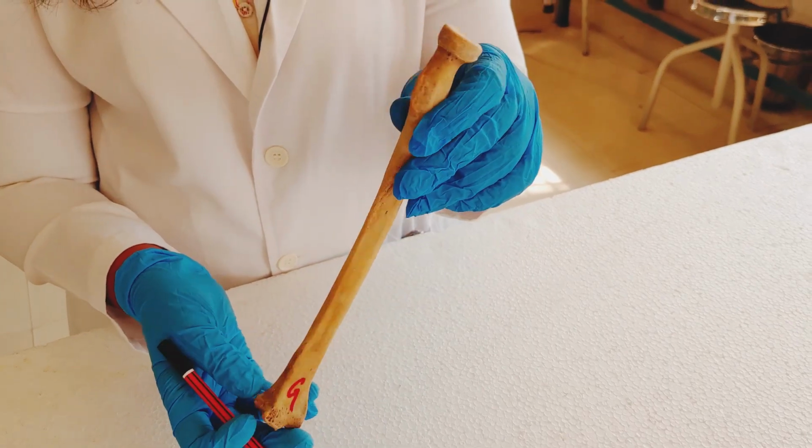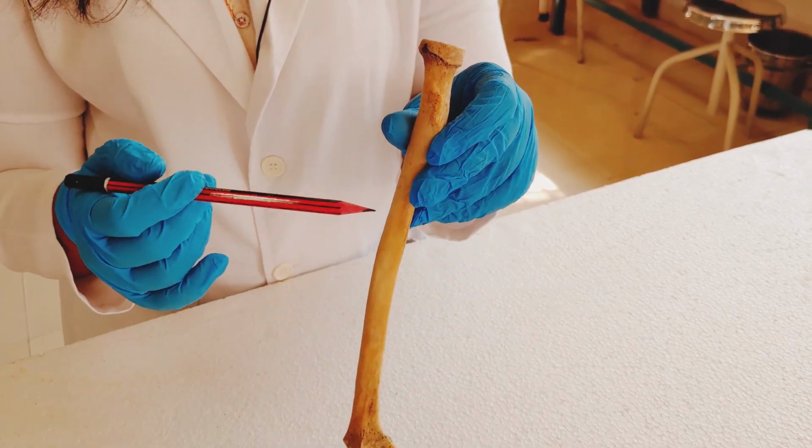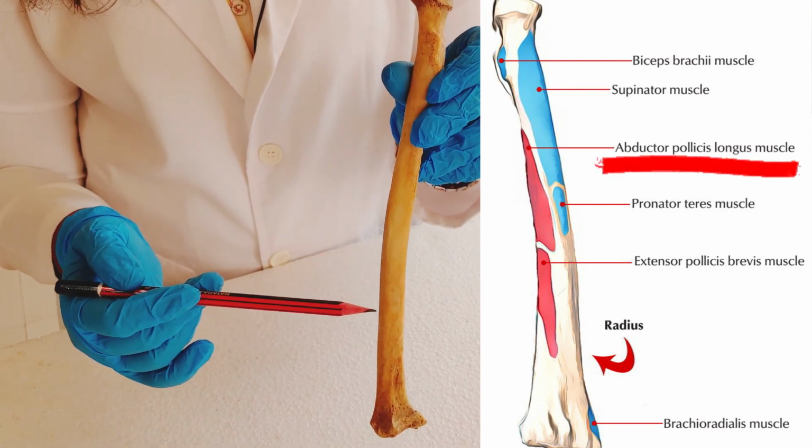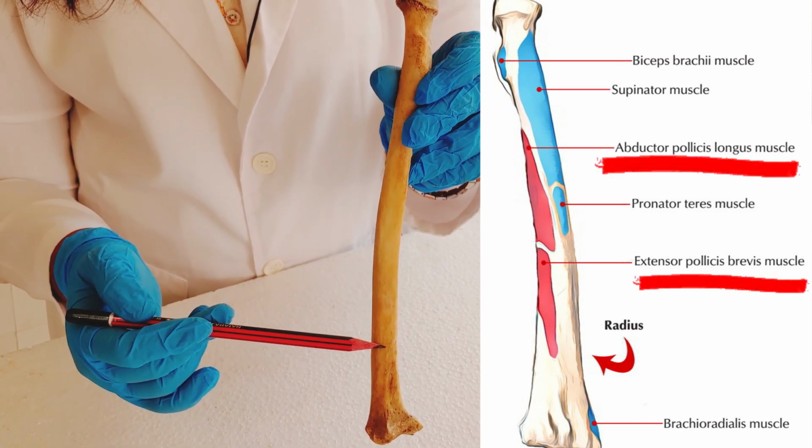Coming to the posterior surface, the posterior surface will give attachment to the abductor pollicis longus and the extensor pollicis brevis.